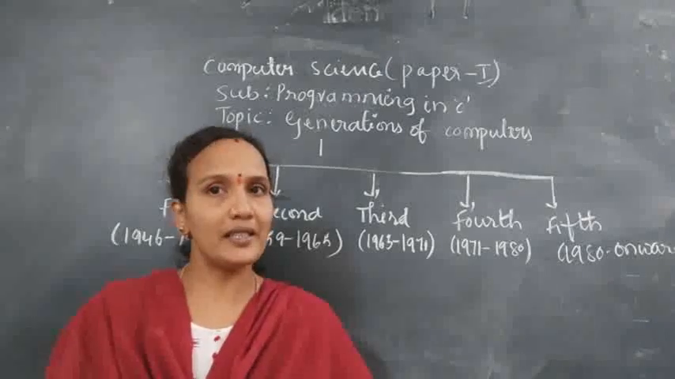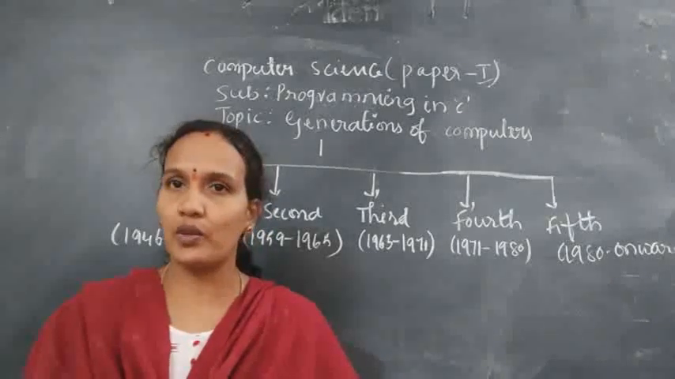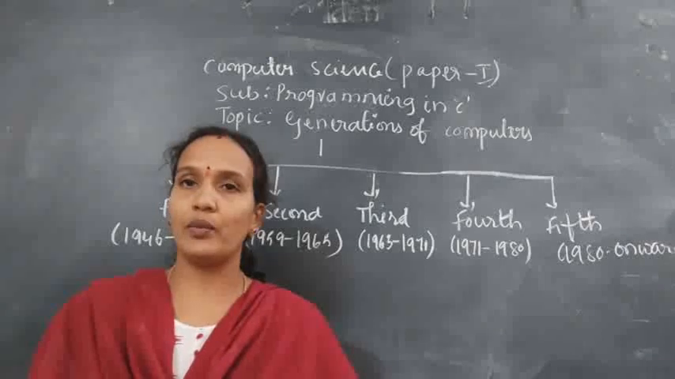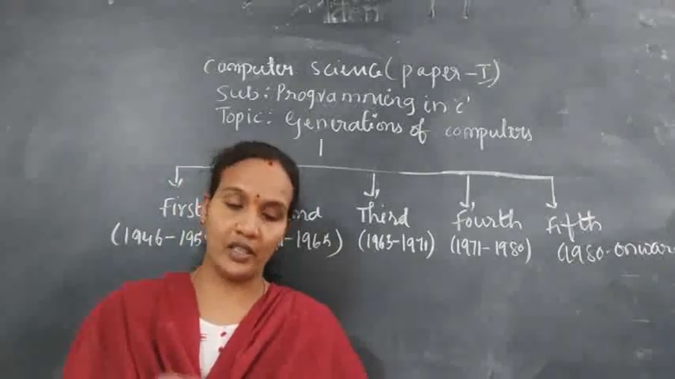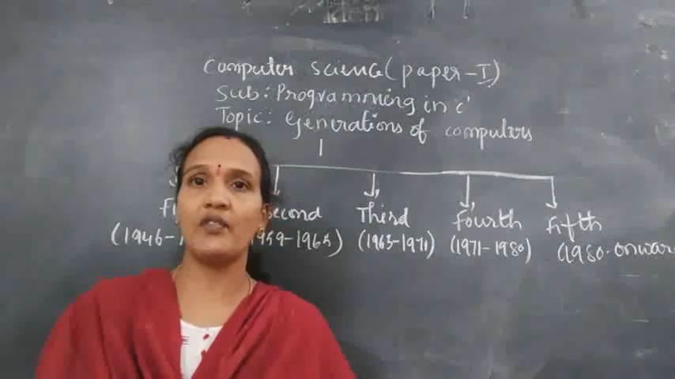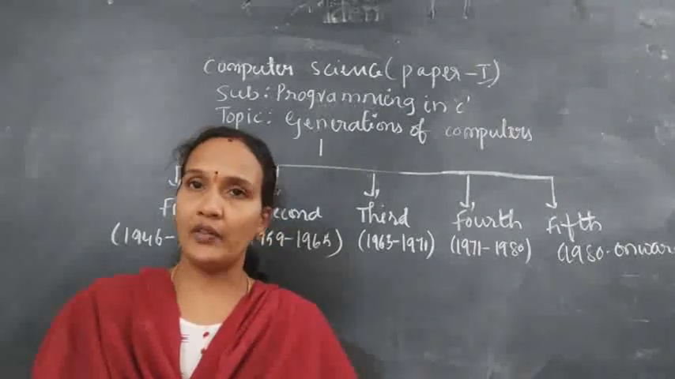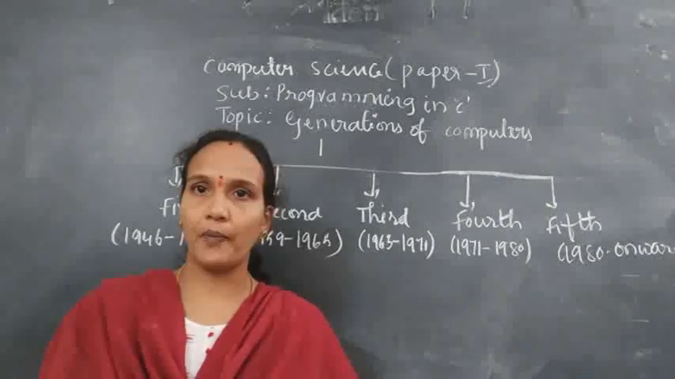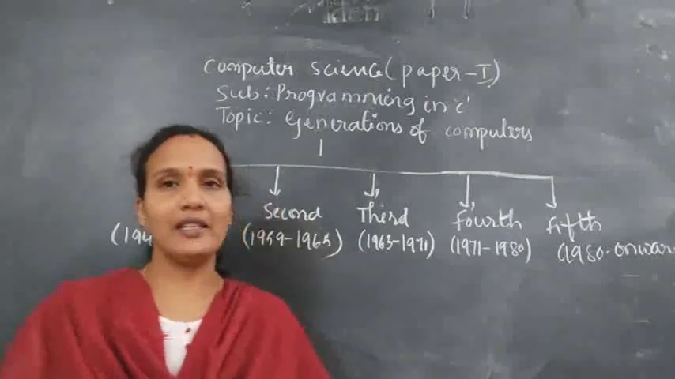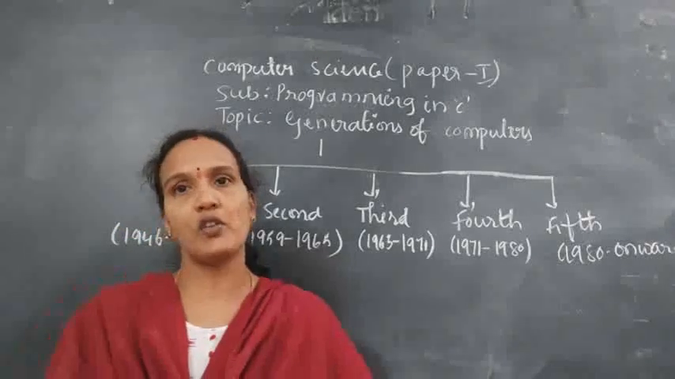Now we'll discuss computers. I hope you all understood what the use of the computer is and what it does. It is an electronic device which manipulates information, stores information, and processes information, and it has the ability to modify documents. So now we'll discuss the generations of computers.